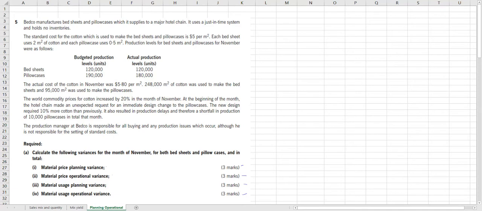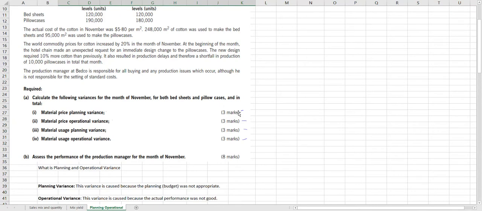The production manager at Bedco is responsible for all buying and any production issues which occur, although he is not responsible for setting of standard costs. Okay, so first thing they've asked is find material price variance planning and material price operational.